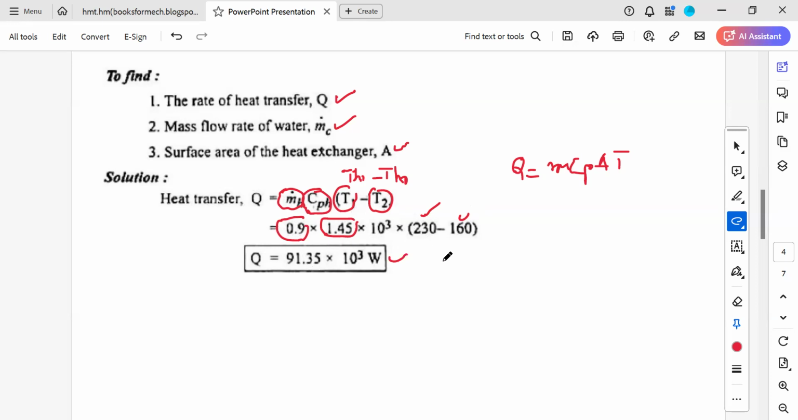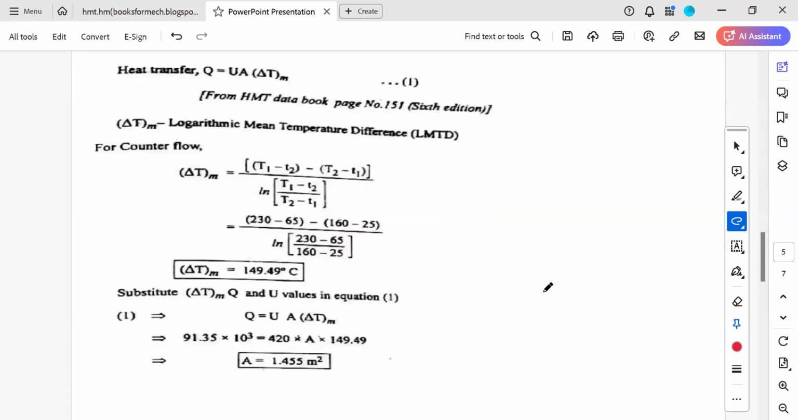This is called the rate of heat transfer. Next, we are finding the surface area.